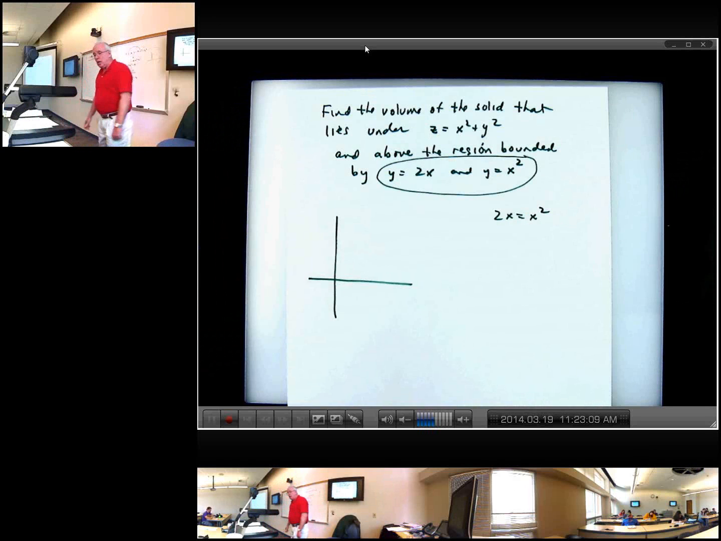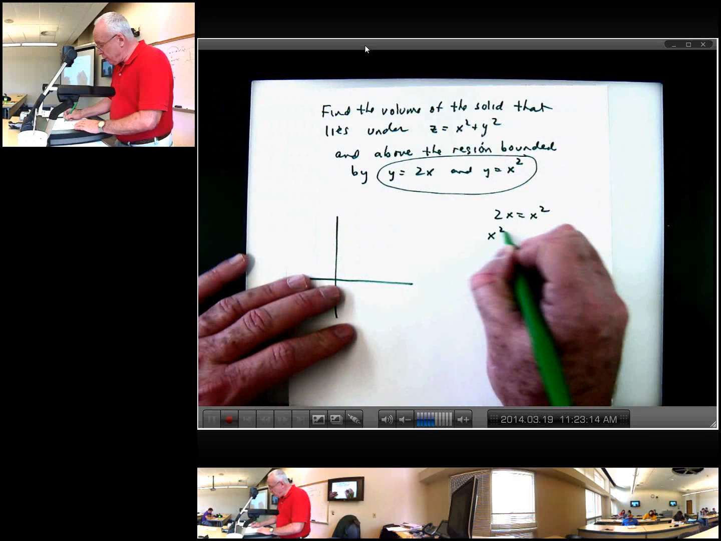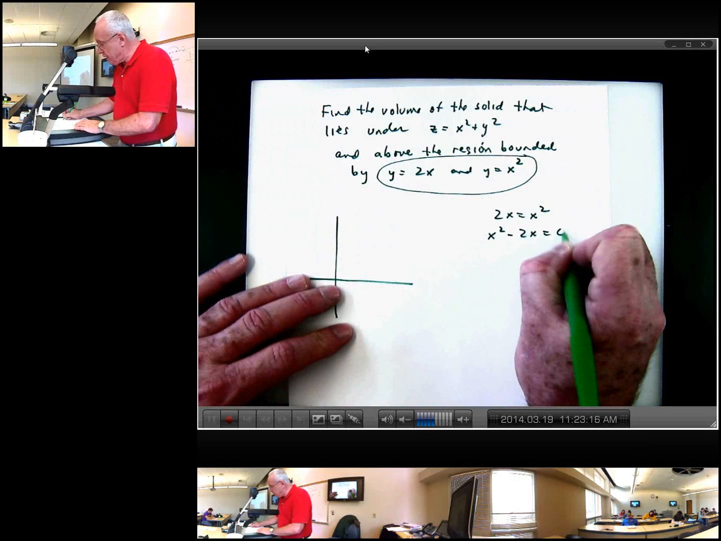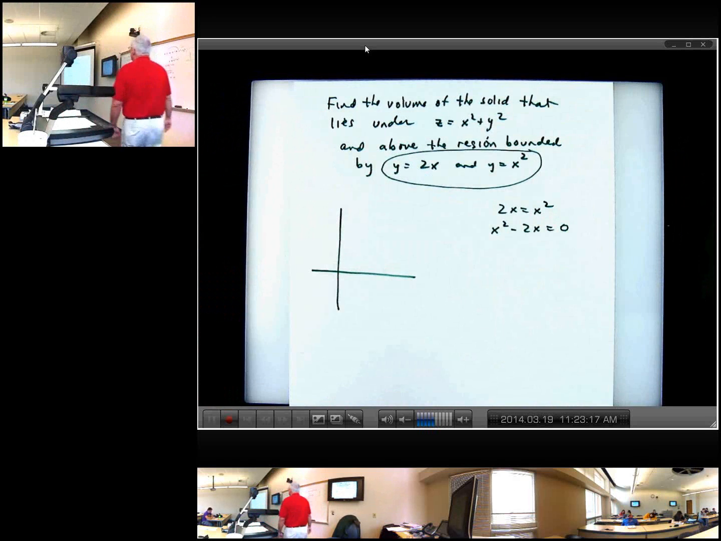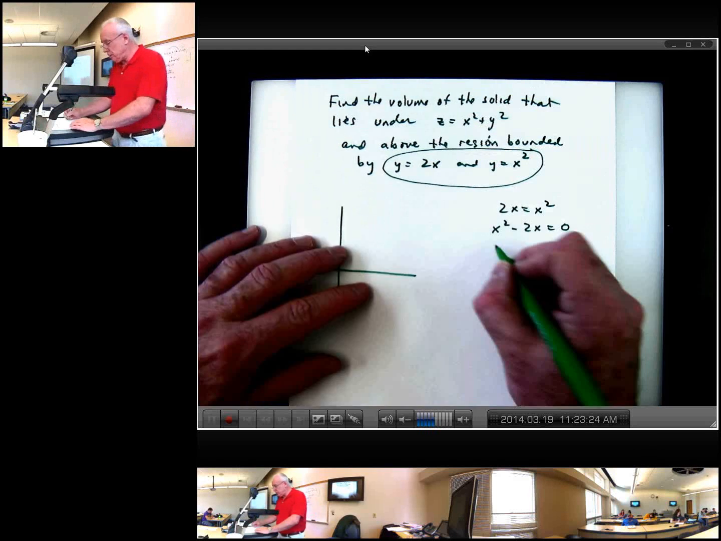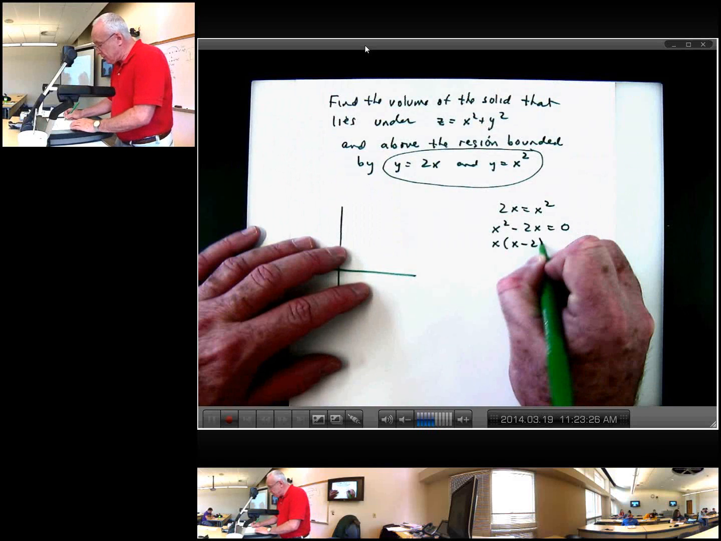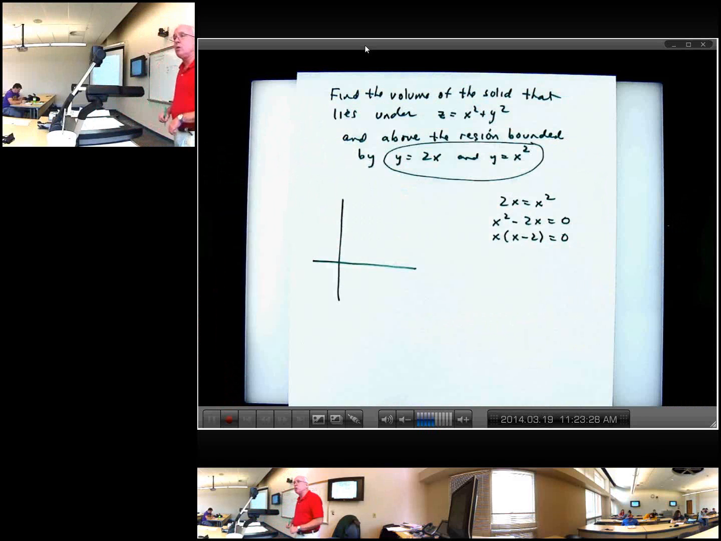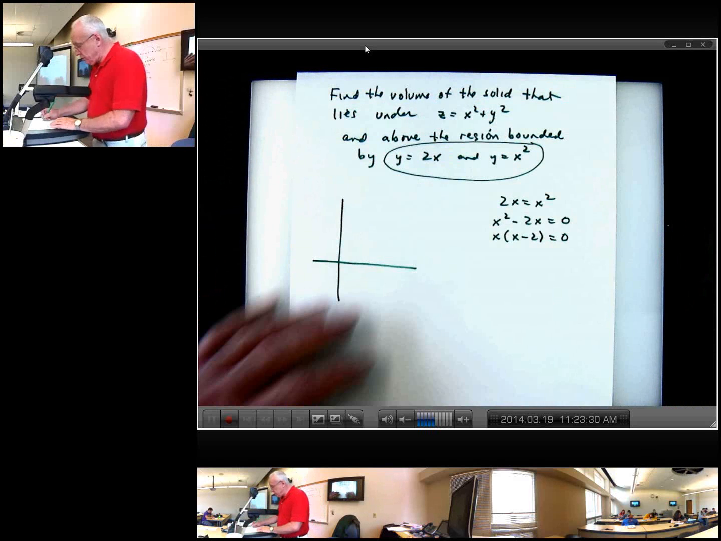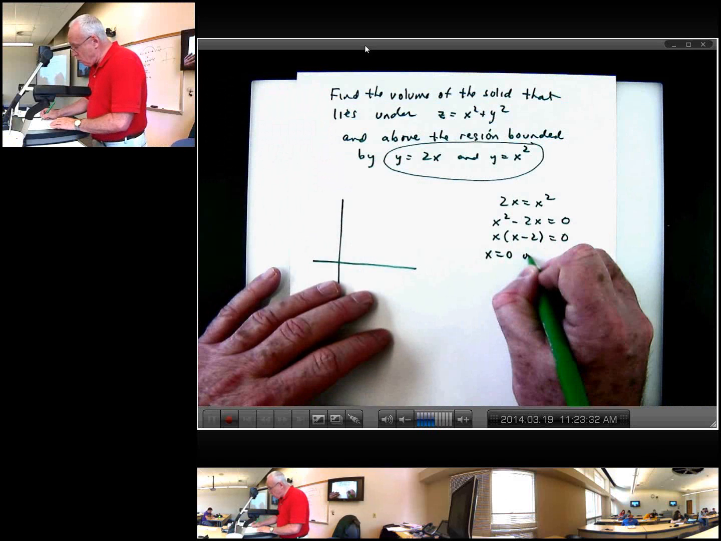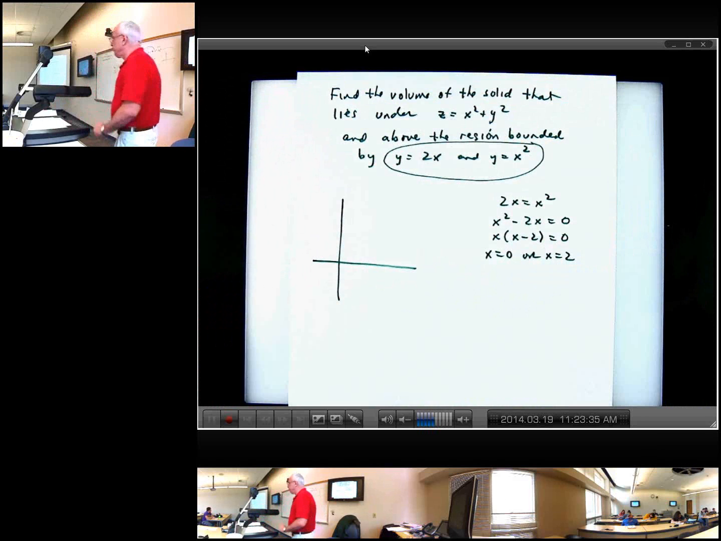All right? So what I would recommend to do with this is to get them all on one side. I'm just going to subtract 2x from both sides. So I get x squared minus 2x equals 0, and then factor out an x, and I'll get my answers. Factor an x out, x times x minus 2 equals 0, and of course I get two answers here. X equals 0 or x equals 2.